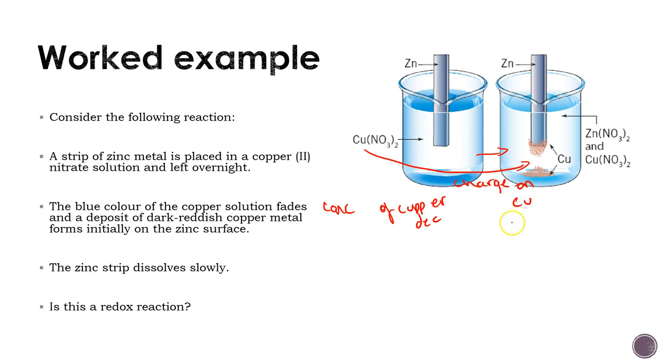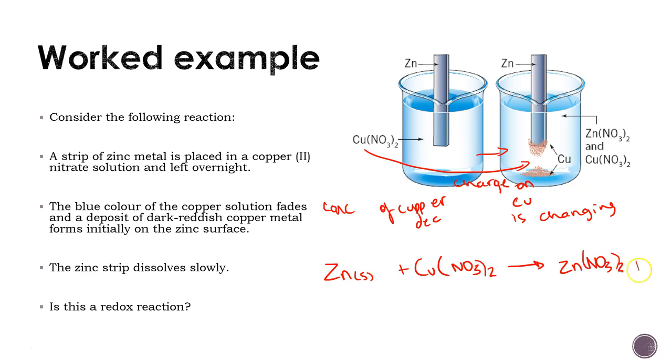Okay, so if we have a look, we can see that what's happening is we start with Zn solid and we are reacting it with copper nitrate, and overnight we are seeing the formation of zinc nitrate as a new product and copper solid. You may remember this as a displacement reaction because displacement reactions are redox reactions.